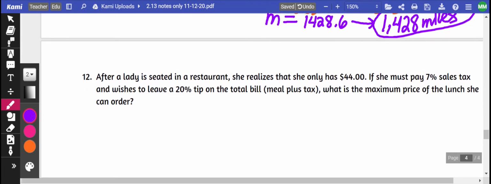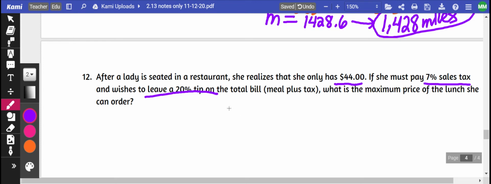After a lady is seated at a restaurant, she realizes that she only has $44. If she must pay 7% sales tax and wishes to leave a 20% tip on the total bill, what is the maximum price of the lunch that she can order? So we don't, in this one, worry about any particular items. We're just worried about the cost of the meal with everything.